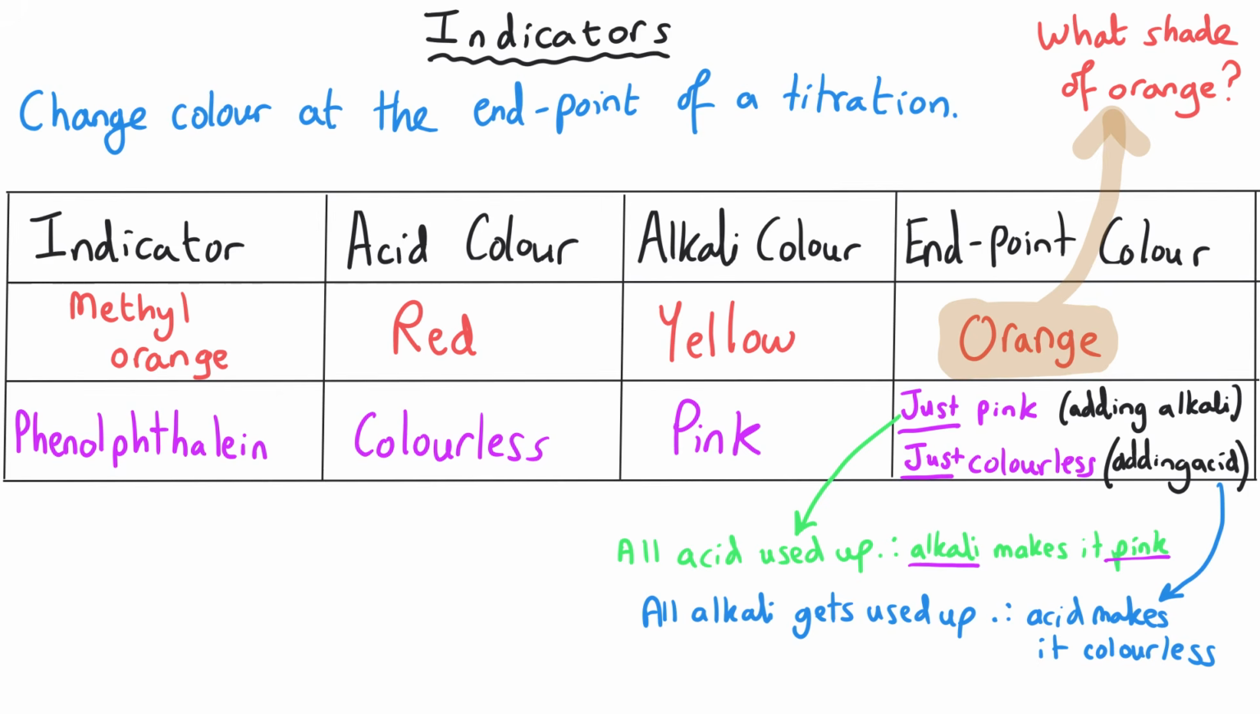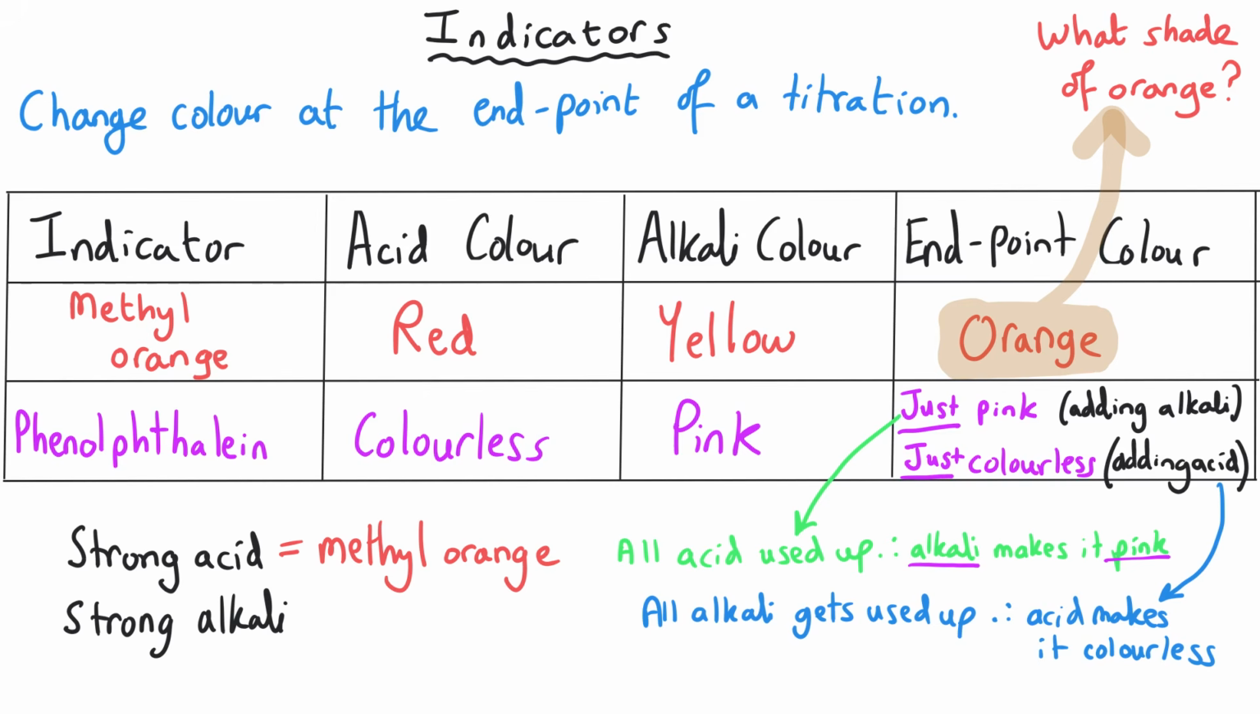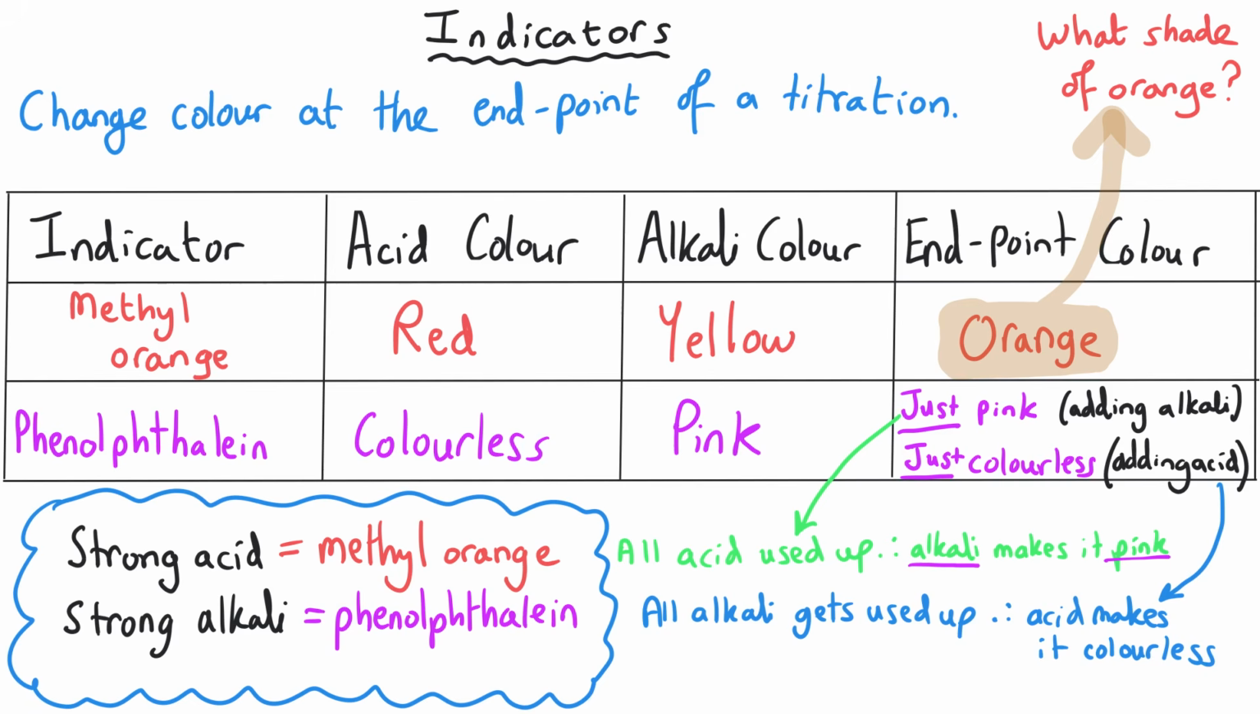Sometimes you don't actually have any choice about which indicator you need to use. If you're working with a strong acid, you should choose methyl orange. A strong alkali, you use phenolphthalein. You only have a choice when you're using both a strong acid and a strong alkali, and then you can use either.